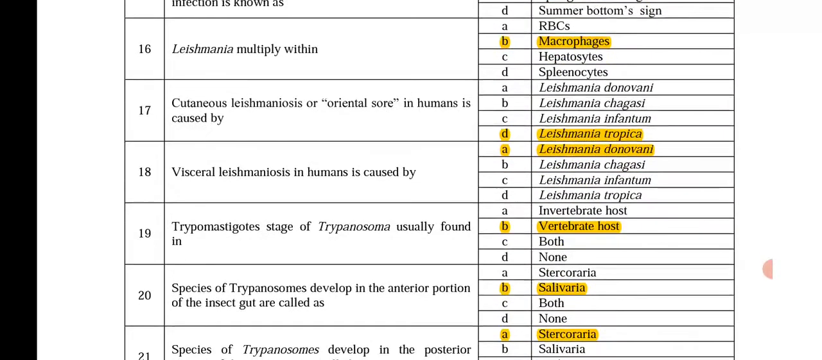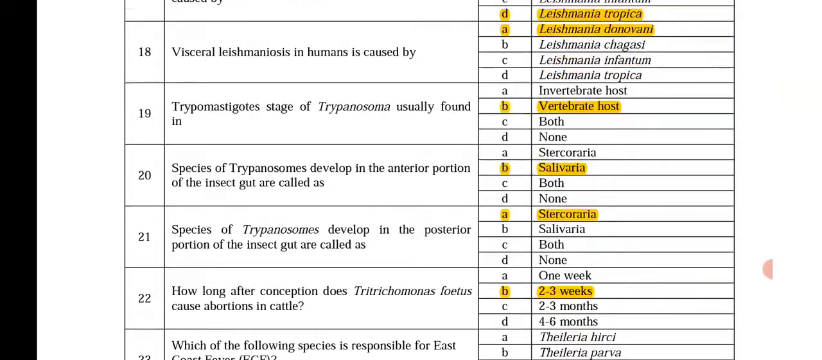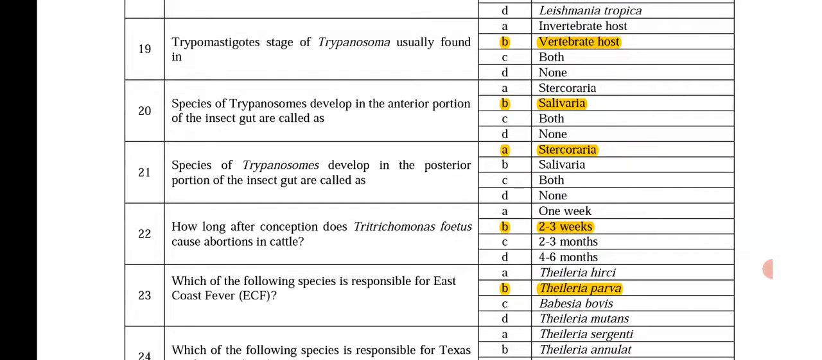Cutaneous leishmaniasis or oriental sore in humans is caused by Leishmania tropica. Visceral leishmaniasis in humans is caused by Leishmania donovani. The trypomastigote stage of Trypanosoma is usually found in the vertebrate host. Species of trypanosomes that develop in the anterior portion of the insect gut are called Salivaria. Species of trypanosomes that develop in the posterior portion of the insect gut are called Stercoraria.